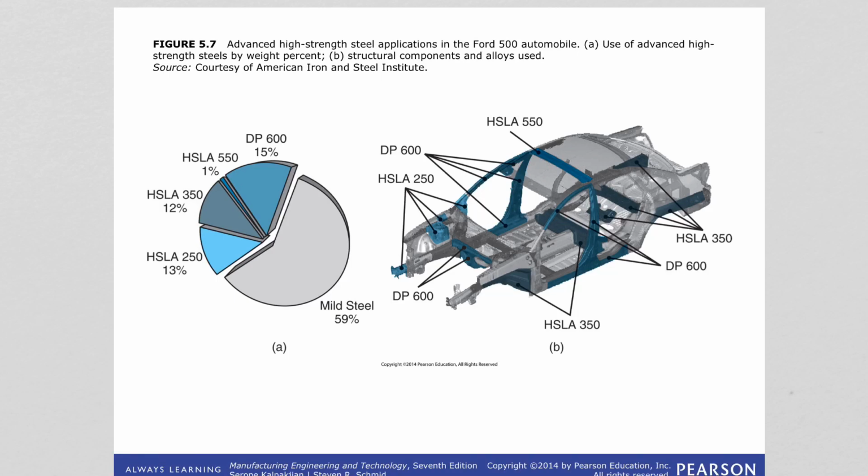Here we are seeing how advanced high-strength steels are applied in an automobile. As you can see, the percentages of alloys and structural components that are being used. Mostly it is mild steel, and in some regions we use high-strength steel.